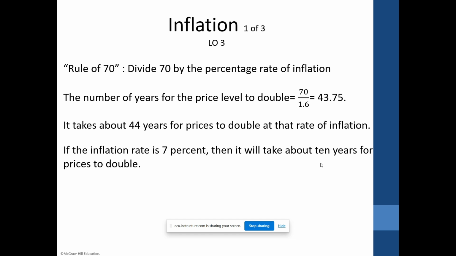For example, the inflation rate is 1.6%, so divide 70 by 1.6, and you get 43.75. Therefore, prices would take about 44 years to double at that inflation rate. If the inflation rate is 7%, then it will take about 10 years for prices to double.